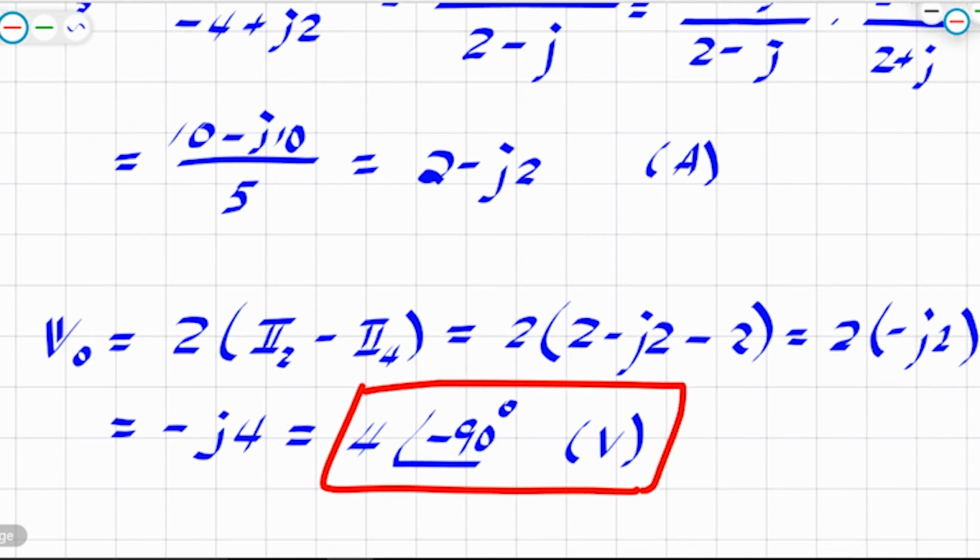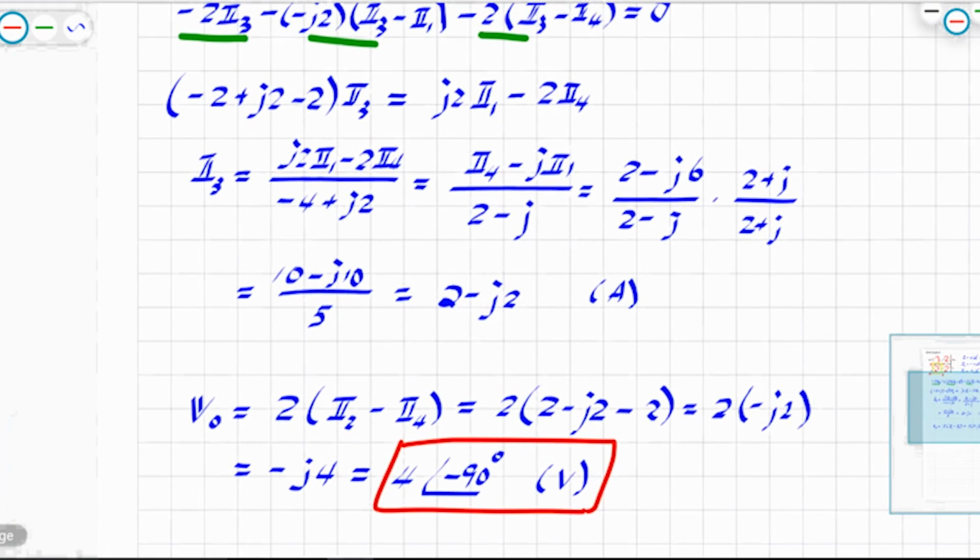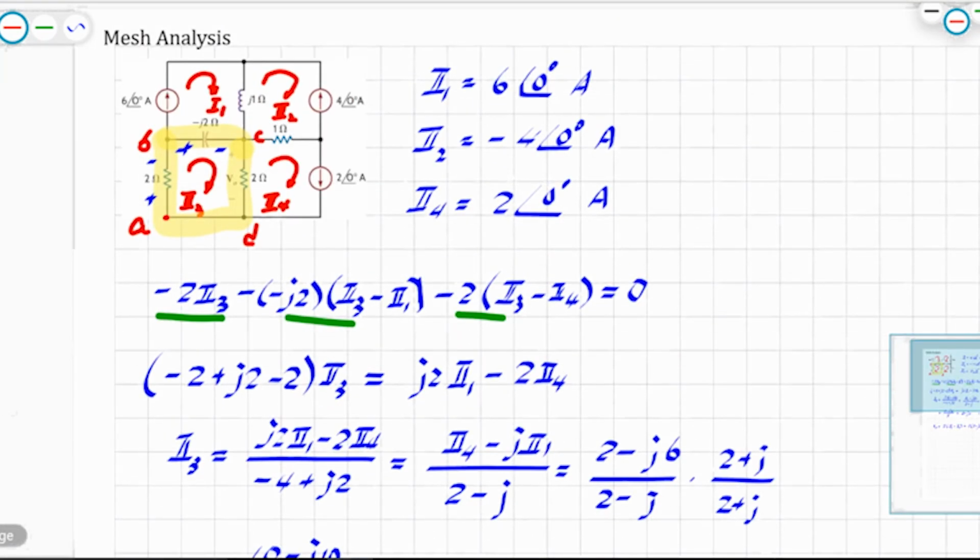So we apply mesh analysis to these circuits using precisely the same way as we did for resistive circuits.